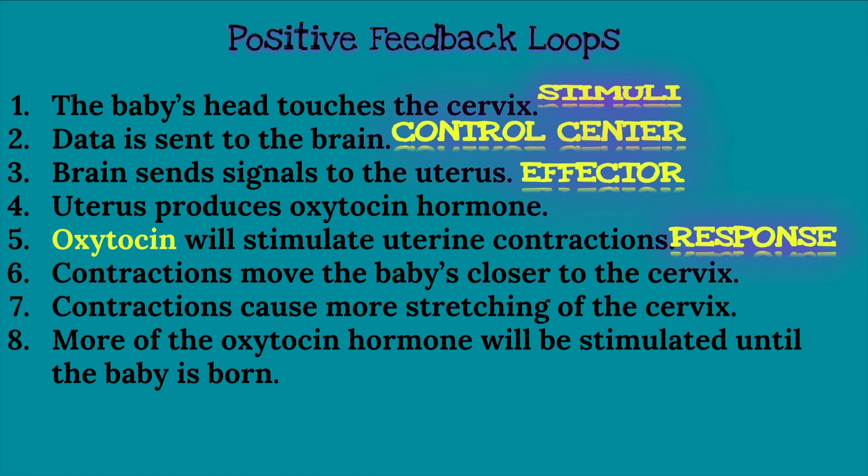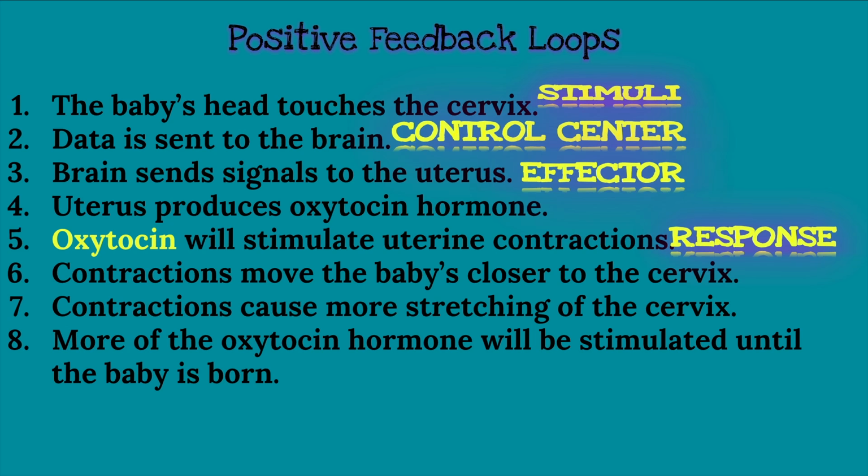Positive feedback loops are way less common than negative feedback loops. Now, positive feedback loops occur when something needs to happen quickly. So an example of that can be found in childbirth. So we're going to use that as an example to break down how a positive feedback loop works. So first, the baby's head will touch the cervix, and in this example, this is going to be considered the change in variable, also known as the stimuli.